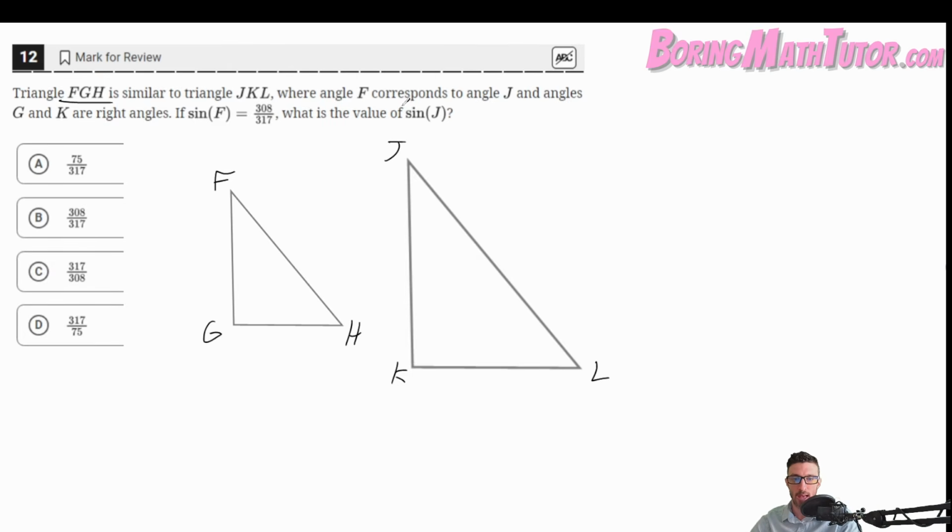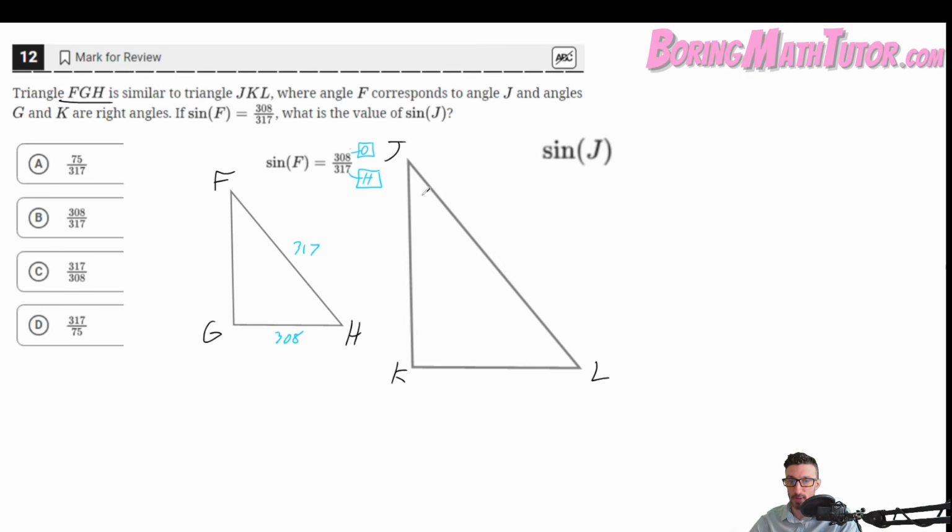And now they're asking what is the value of sine J, but they're giving me sine F. So sine F means we have that the opposite could be 308 and the hypotenuse could be 317. So it could be something like this, 308, 317.